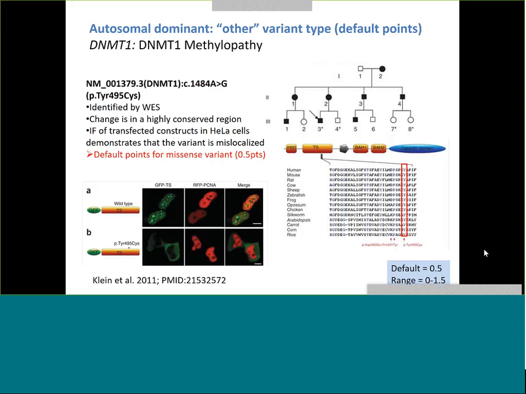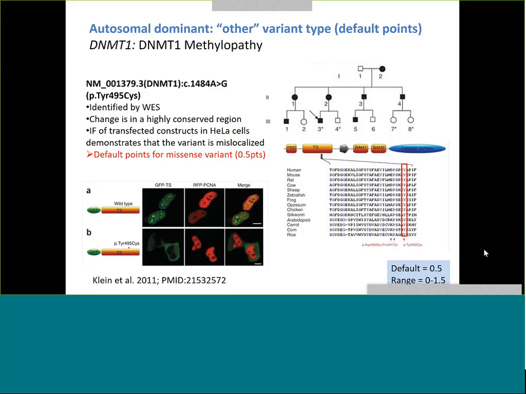And this variant's a missense variant. They had done a mixture of computational predictions, so you can see on the bottom right that it's in a highly conserved region, and a lot of other species have the same amino acids. But then they also transfected the variant into HeLa cells and found that the wild type is localized to the nucleus, and that the missense variant causes mislocalization from the nucleus to the cytoplasm.